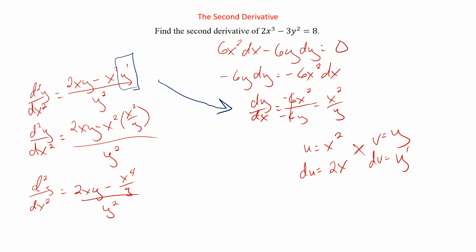So for second derivatives, a lot of times you have to plug the derivative right back into the equation. I say a lot of times, like pretty much every time, because chances are with your implicit differentiation, you're going to have both x and y, or possibly even just y. As long as you have a y in the equation still, you're going to have to plug in that first derivative.